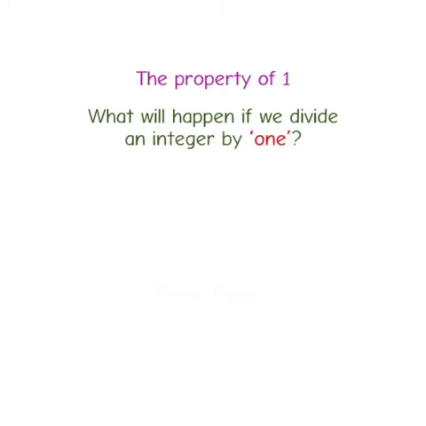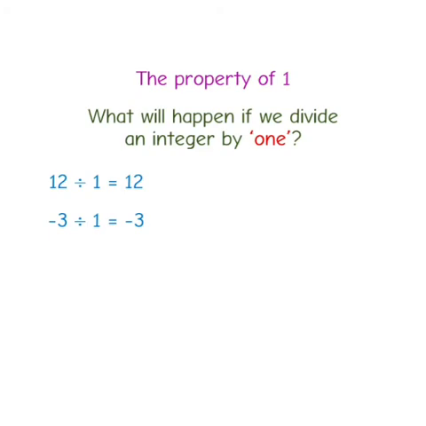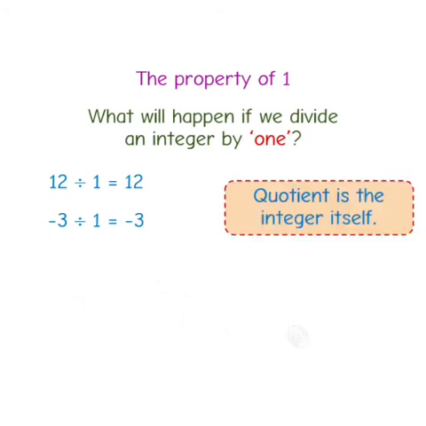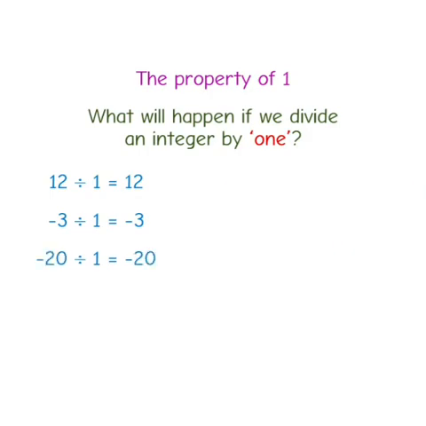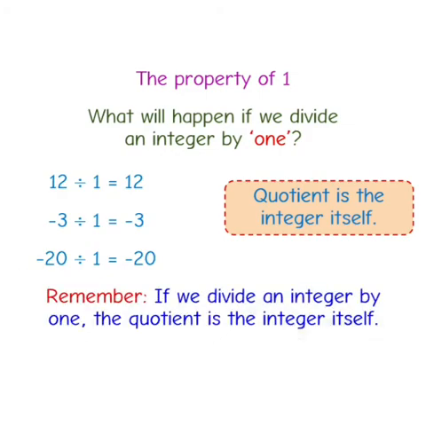Next property, the property of 1. What will happen if we divide an integer by 1? Let's see. 12 divided by 1 equal to 12. The quotient is the integer itself. Minus 3 divided by 1 equal to minus 3. The quotient is the integer itself. Minus 20 divided by 1 equal to minus 20. The quotient is the integer itself. So remember, if we divide an integer by 1, the quotient is the integer itself.